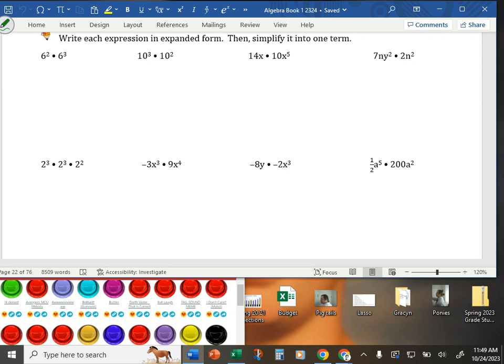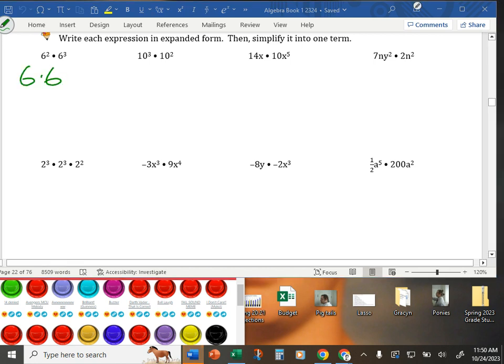So this first one, 6 squared times 6 cubed. What's 6 squared in expanded form? 6 times 6. What's 6 cubed in expanded form? 6 times 6 times 6. Right? How many 6's do we have in all? 5. How can we write that? 6 to the 5th.